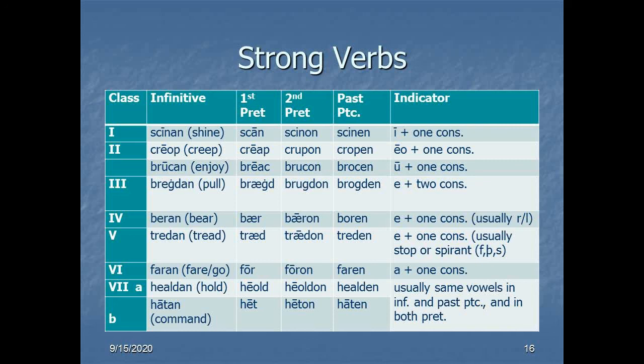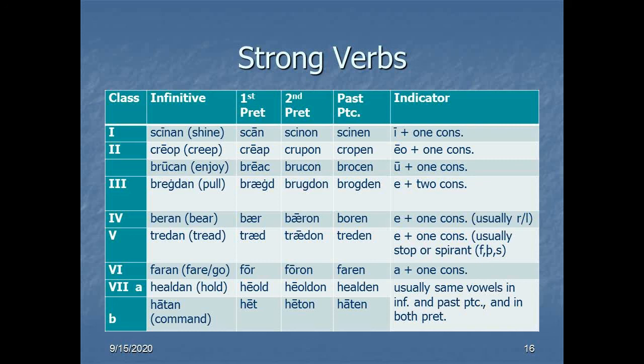For class 5, our example is tredan, to tread. These are very similar to class 4 with the exception of the past participle. So running across the principal parts, tredan, trad, tradon, and treden. These ones also have a root vowel of E followed by one consonant, usually a stop or a spirant.